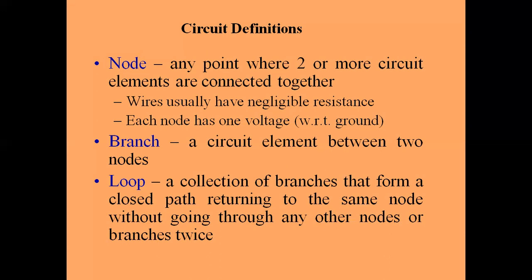Next definition is of a loop. It is a collection of branches that form a closed path returning to the same node without going through any other nodes or branches twice. So the loop is a closed path traversing different branches, and no branch or node will be repeated twice. That is nothing but a loop.